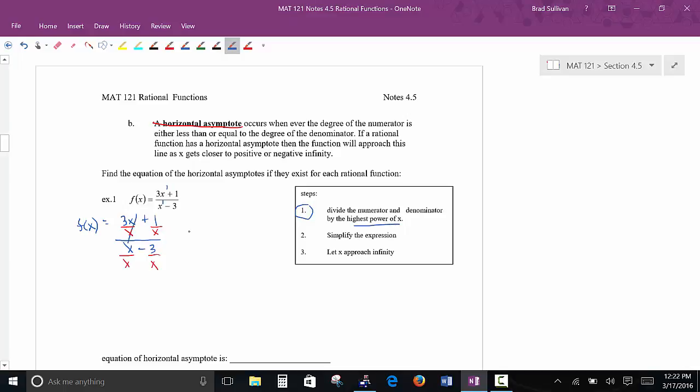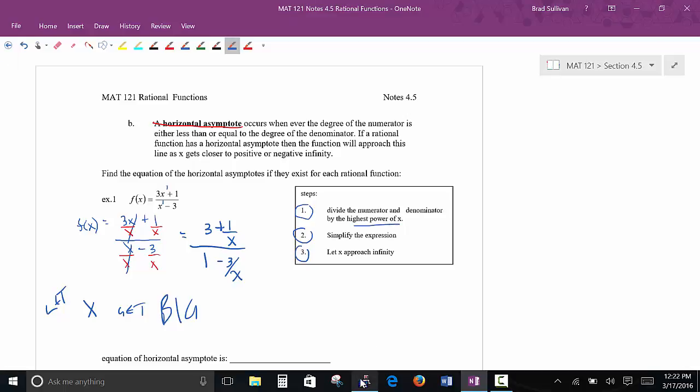So the x's cross out there. So that's going to leave 3. 1 over x, just write it down. And then x over x is 1, so that becomes 1. And then 3 over x, just leave it alone. Okay? Now what I'm going to show you is we've simplified the expression. Now what we're going to do is we're going to let x get big.